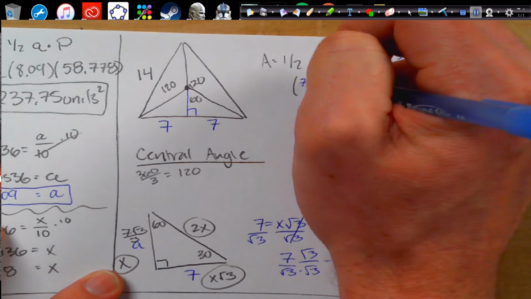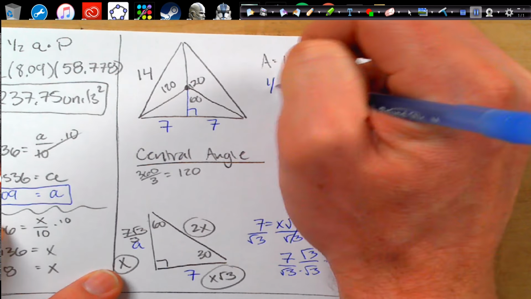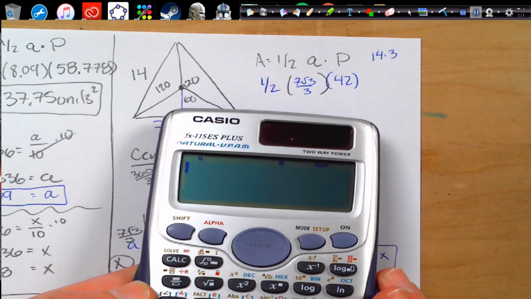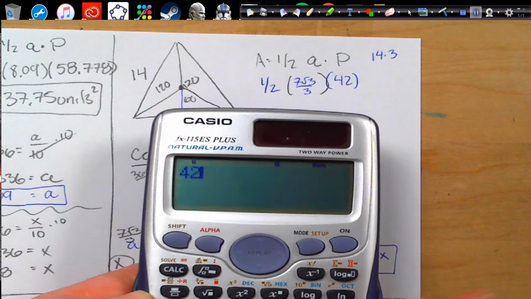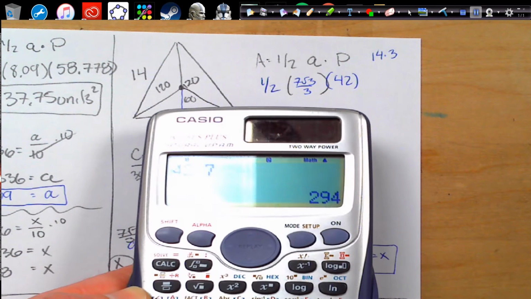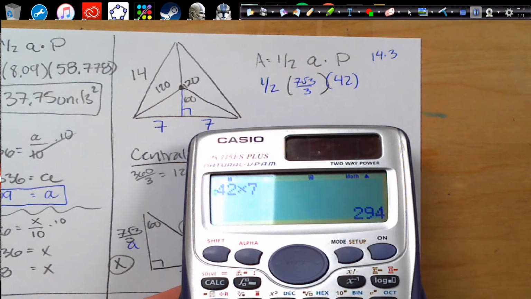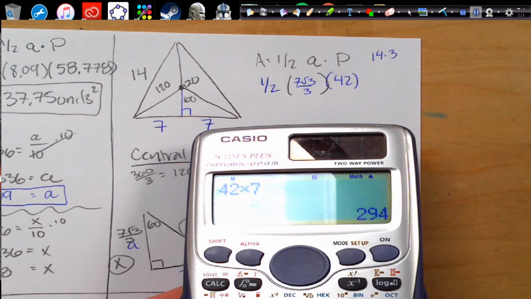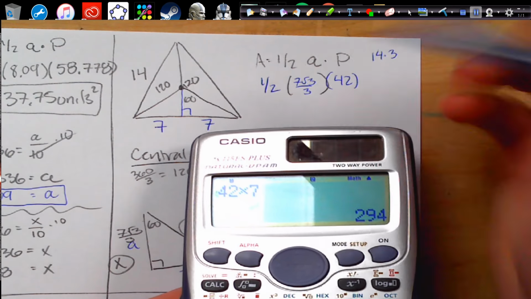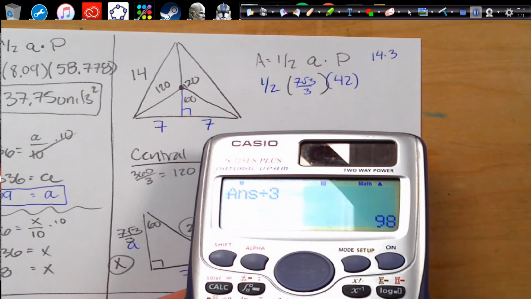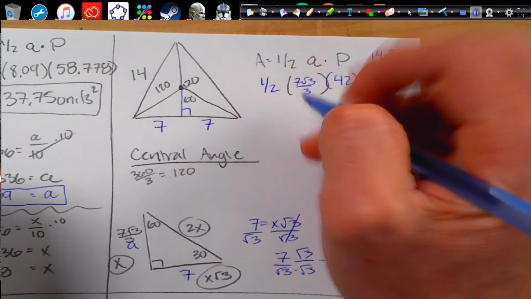Is 7 rad 3 over 3, and then 1/2. Watch how I do this in my calculator. I'm going to do 42 times 7, which is 294. And then I'm going to divide by 3 because 3 is in the denominator. And then I'm going to divide by 2 because that's what 1/2 would do. And we're going to get 49.